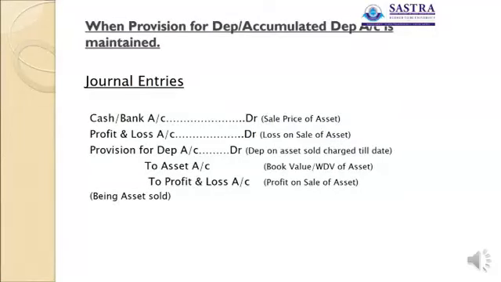And journal entries for when a provision for depreciation or accumulated depreciation account is maintained: cash or bank account, profit and loss account, and provision for depreciation accounts are debited. This is in the case of loss, if it happens. And the asset account is credited with the value of the original asset, and profit on sale of asset, if it happens, is credited. Any one will come to exist.